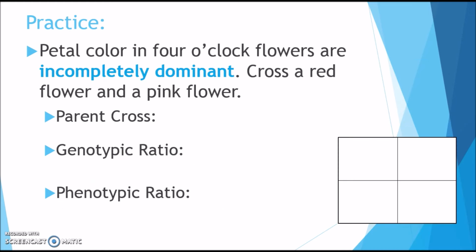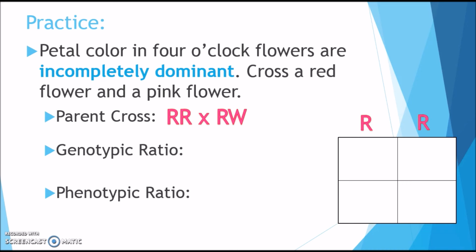Okay, so let's do the problem. Petal color in 4 o'clock flowers is incompletely dominant. Cross a red flower and a pink flower. Now, the only way to be red is if you're homozygous red. The only way to be pink is if you're heterozygous. So that's our parent cross, red and white. Sorry, not red and pink.